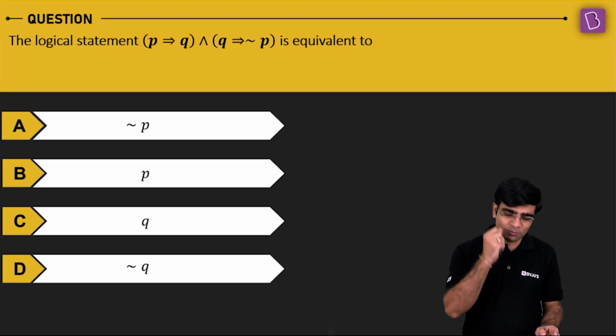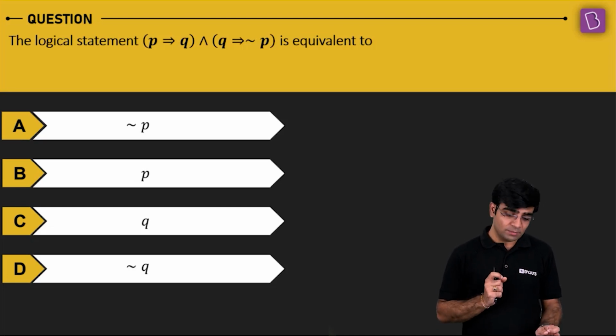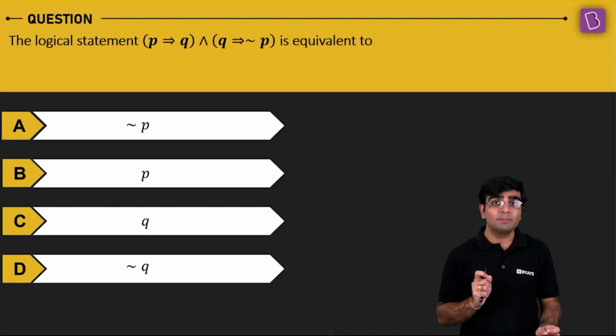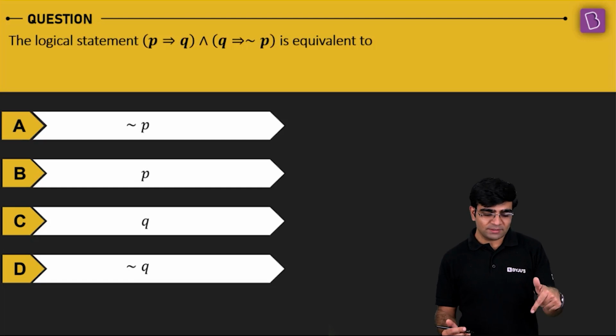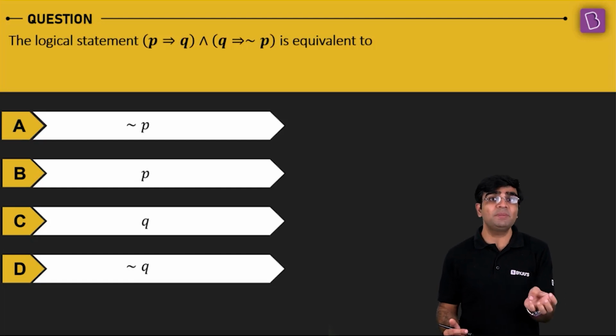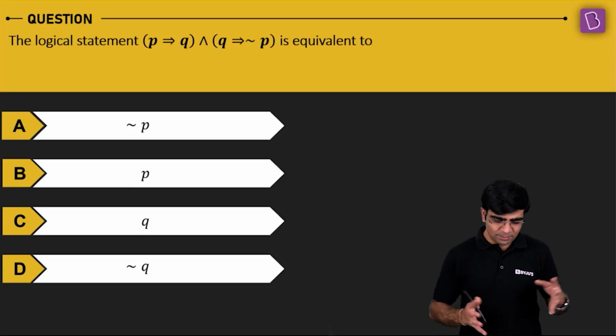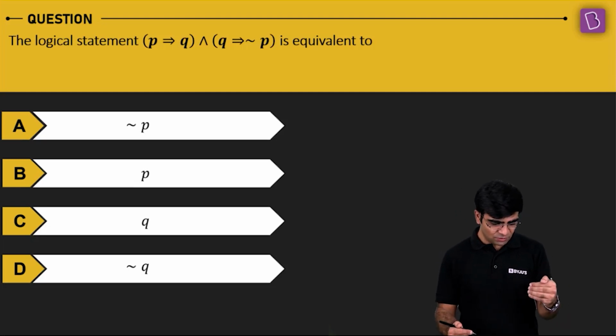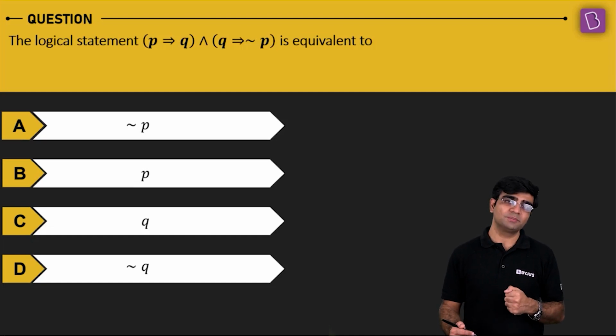All right, let's quickly move on to the logical statement. P implies Q, and the other symbol is for 'and', you know, right? The other one is Q implies negation of P. This is equivalent to... We also call this symbol of implies 'if P then Q' and 'if Q then not P'. Then what does that mean? The answer options are negation of P, P, Q, negation of Q.